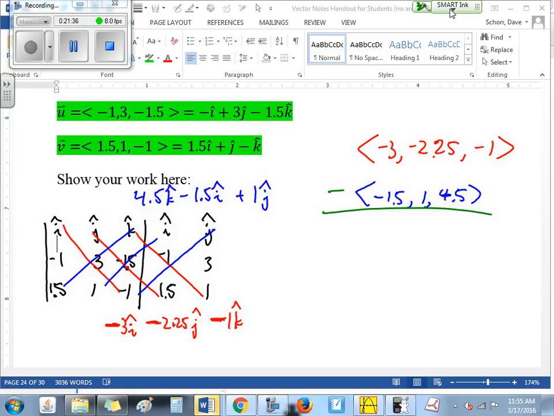By the way, how would my answer have looked? All the signs would be backwards, right? So if I got plus, plus, plus, it actually should have been minus, minus, minus. Okay, so thank you for helping me fix that. Negative 3 subtract negative 1.5, so it's negative 3 plus 1.5. Negative 2.25 subtract 1, so that's negative 3.25. And negative 1 minus 4.5, negative 5.5. And this answer came out negative, negative, negative, which is a coincidence. It's not like all of them are going to come out negative. All right, so what is this thing?